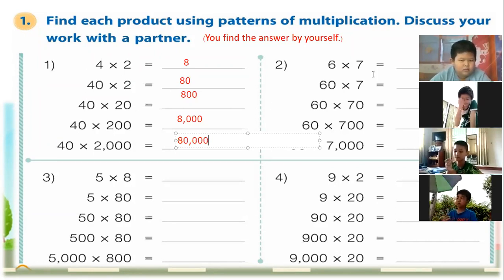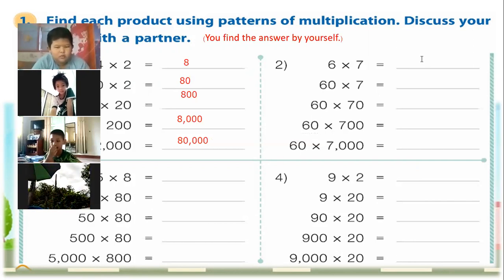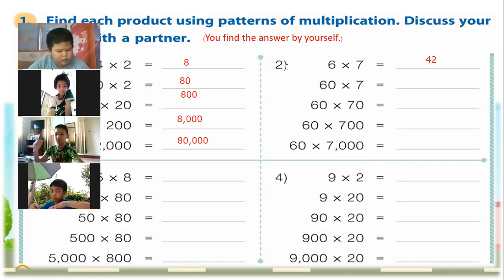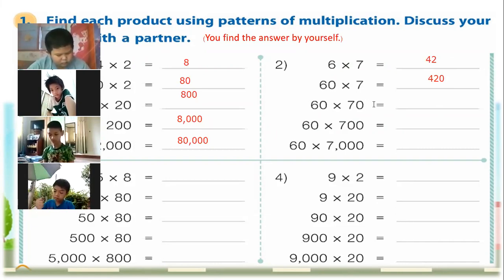Okay, now question number 2. Question number 2, we have step 1, 6 multiplied by 7. 6 multiplied by 7 become how much? 42. Very good, 42. Now we have 6 tens multiplied by 7 become how much? 6 tens. 420. Very good. 420. Now, step 3. We have 6 tens multiplied by 7 tens.